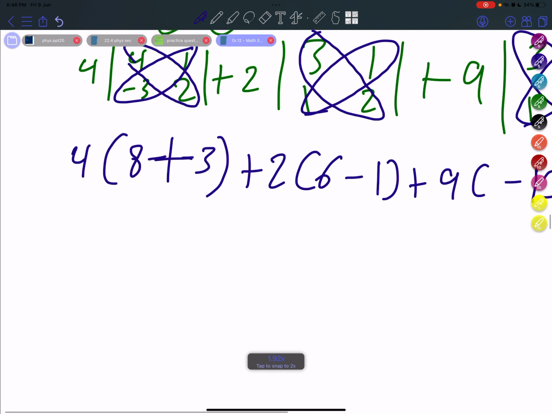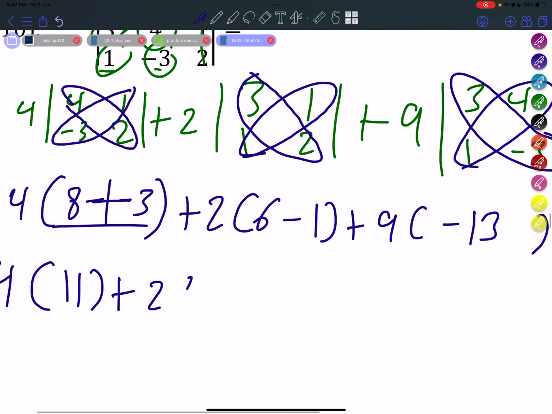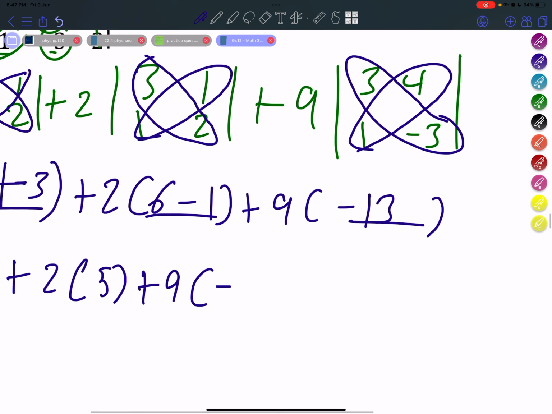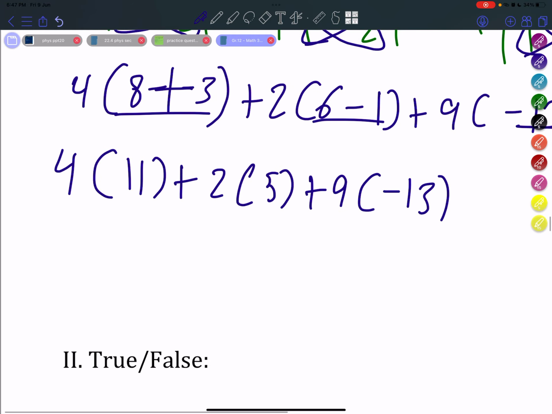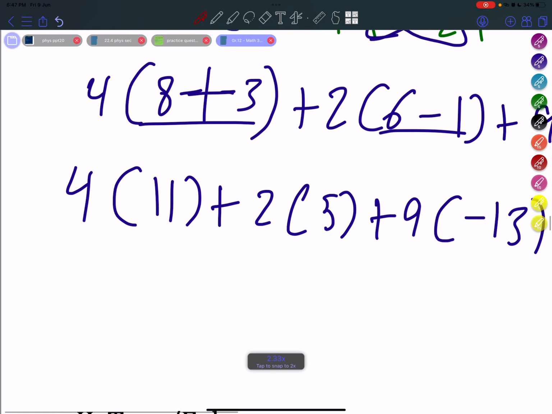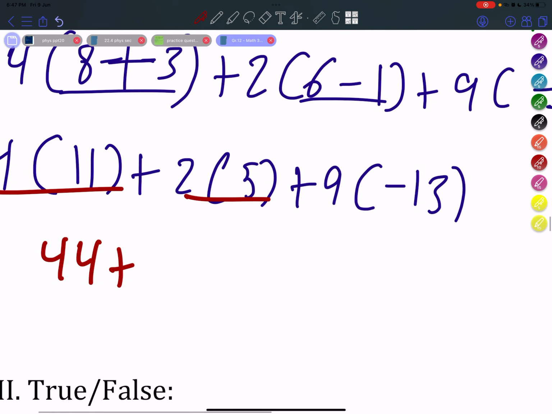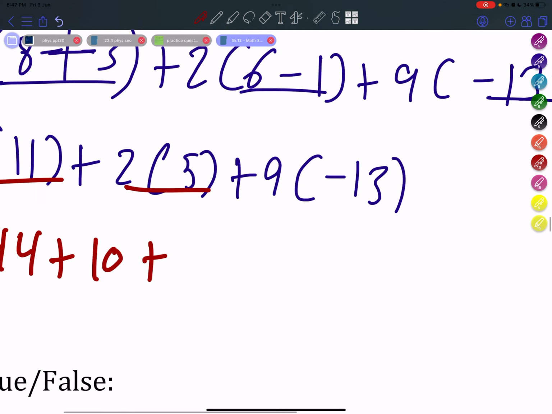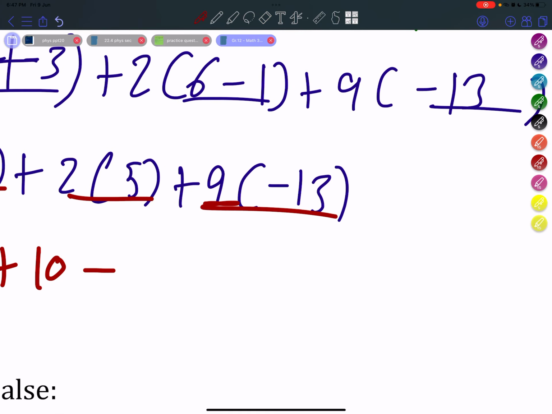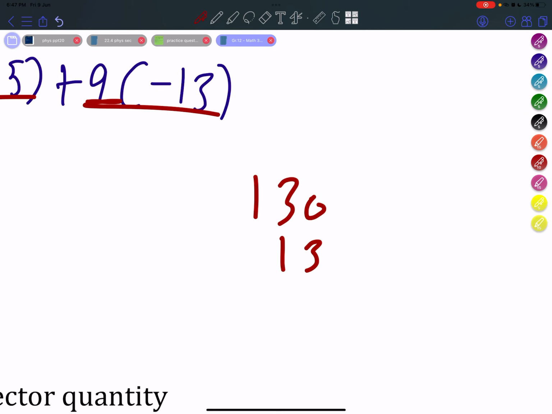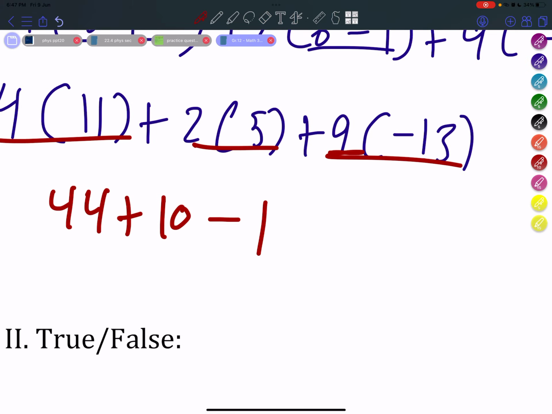All right, so now let's just add them. 4 times 11, plus 2 times 6 minus 1, surely 5, plus 9 times, well, that being negative 13. So now we can just multiply each one of these values. So 4 times 11 will be 44, plus 2 times 5 will give us 10, plus, never mind, that will be a negative value. So 9 times 13 will be, if we say 130 minus 13, 117. Okay, so the answer will be minus 117.